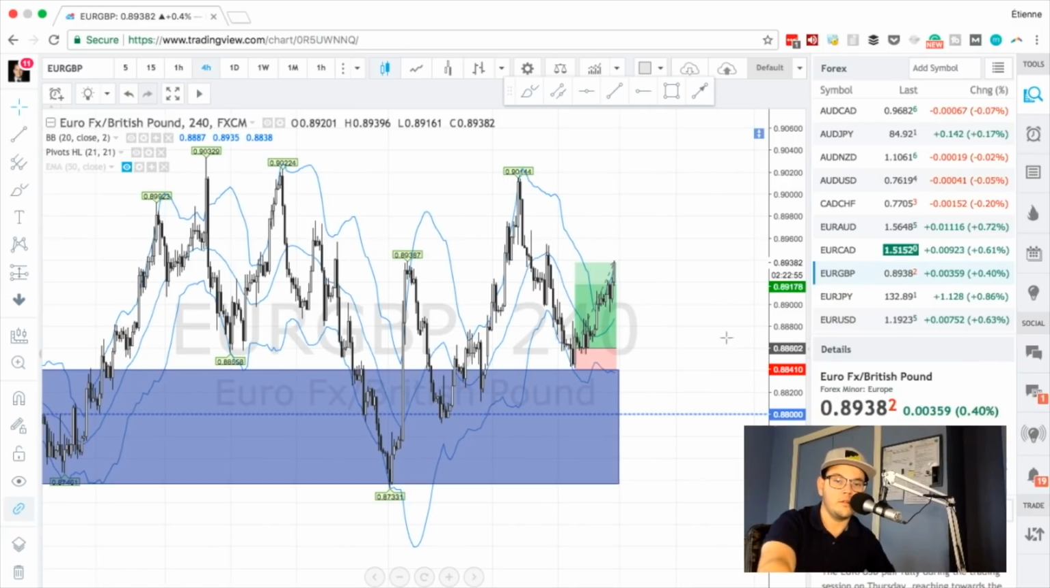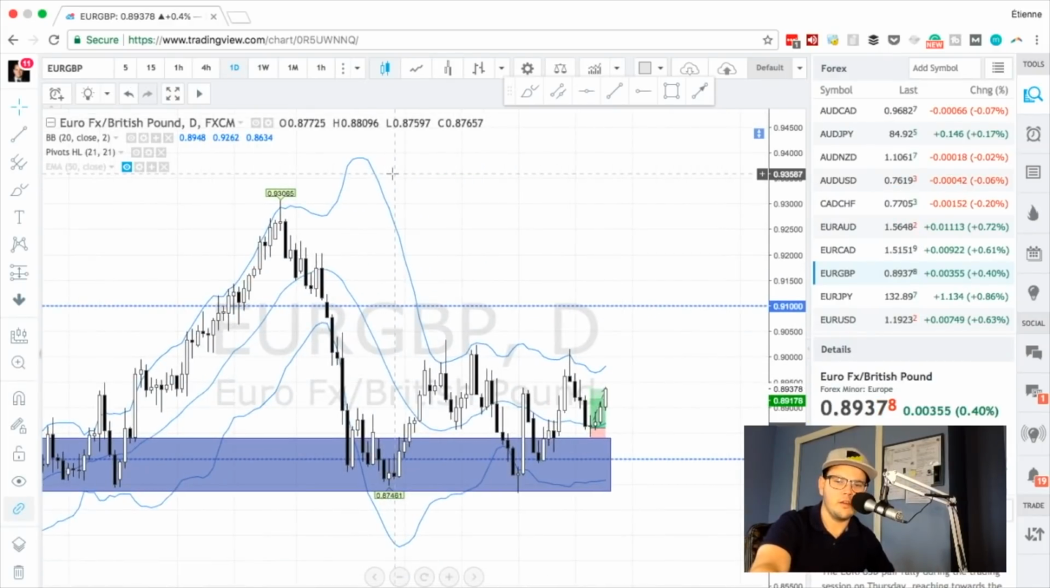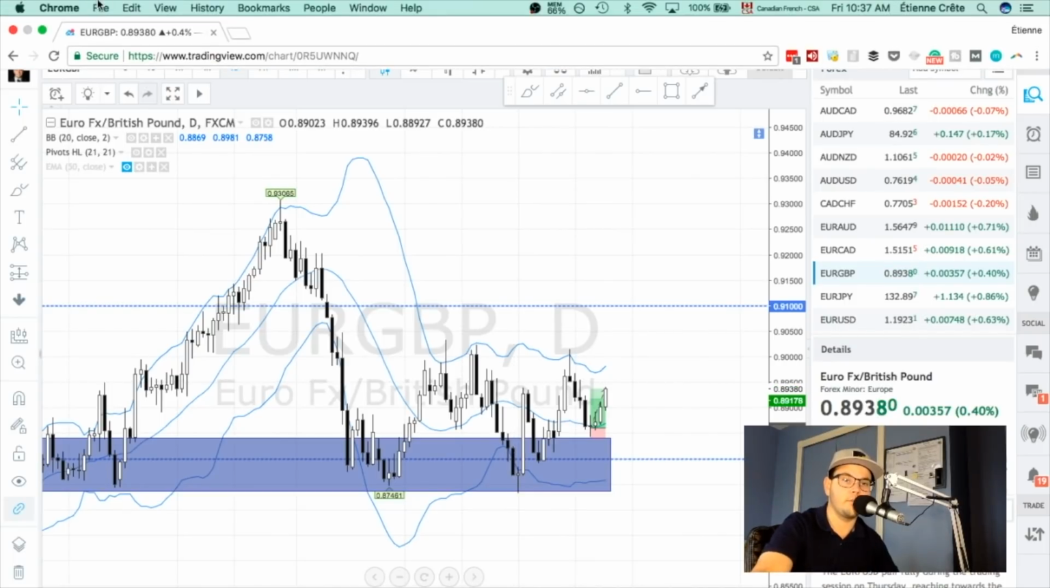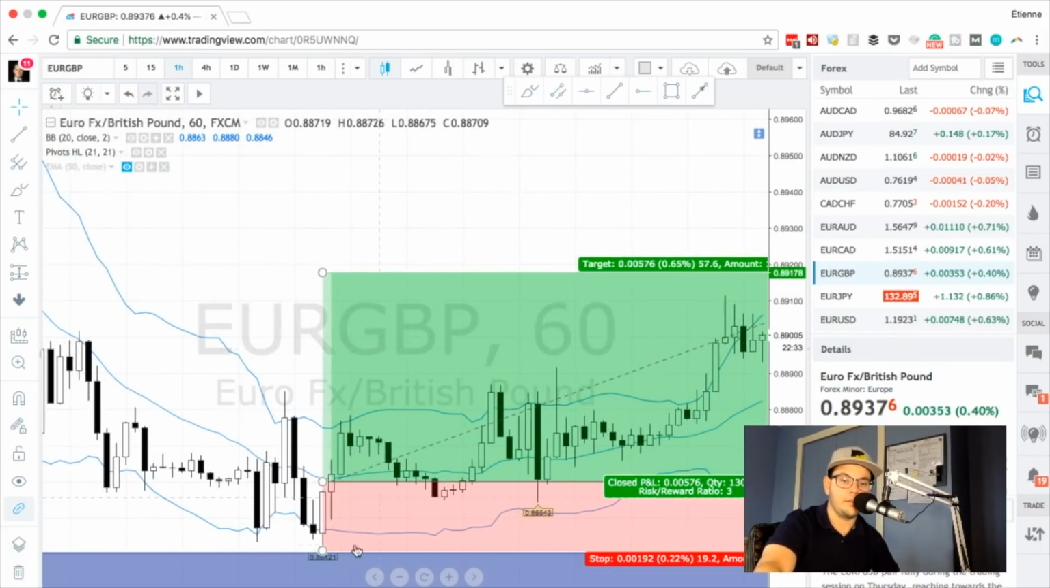On Euro GBP, there was a setup. I'll just show you guys the level. I think I showed you this before. But we were reaching this level, 0.88. We bounced a little bit. We came back a little bit. And I still look for a continuation trade at that time. We were close to the support. So on the 1-hour chart, there was a setup right here.